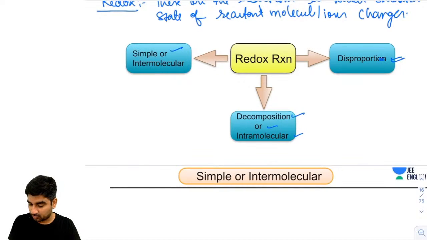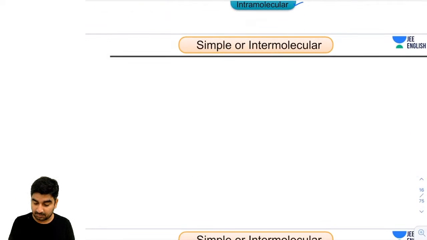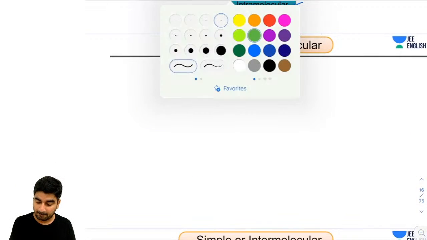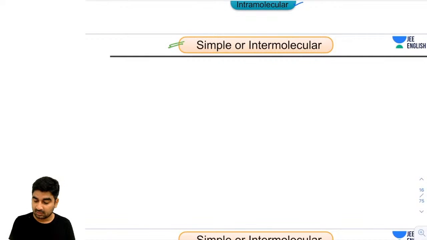Actually, it is disproportionation. So, what is this? I will discuss this as well, right? So, what is simple or intermolecular? I'm telling you the simple redox reaction. What is simple, right, guys?